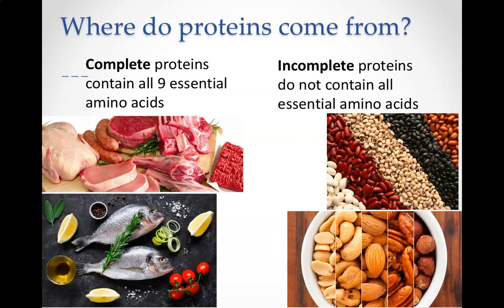So where do proteins come from? First of all, I'm going to create two sections here. We have to differ between something called a complete protein and an incomplete protein. A complete protein is something that contains all 9 essential amino acids. Remember, that's the type that we can't make ourselves, that we have to get from our diet. So if something that you're eating contains all 9 essential amino acids, it's considered complete. These are things like meats and fish that typically will have all 9 essential amino acids.